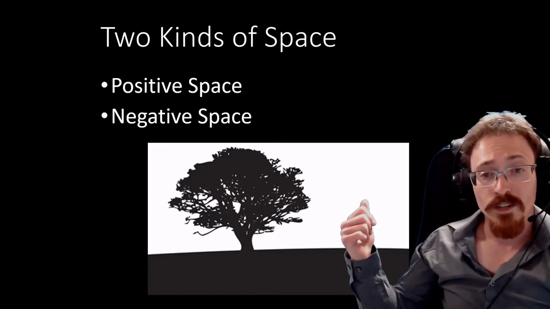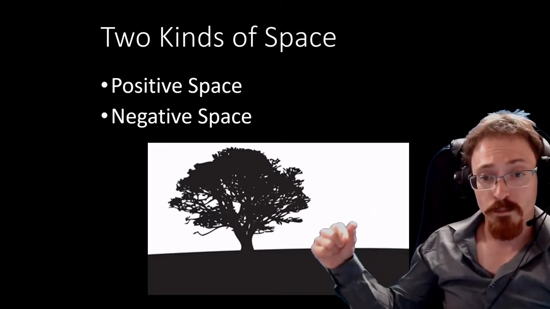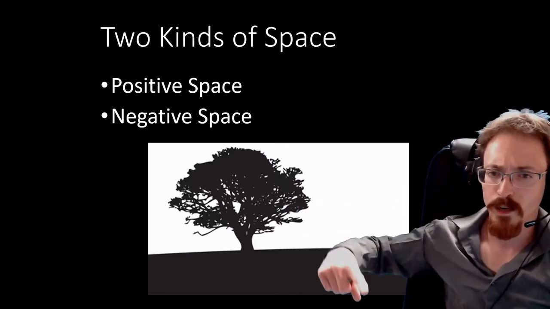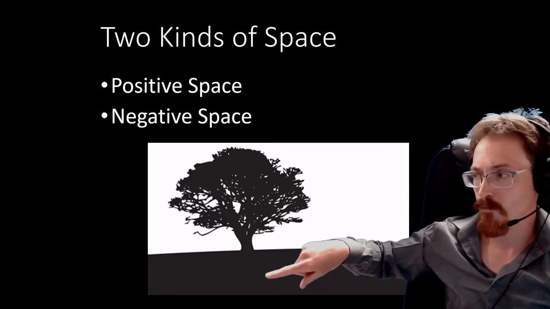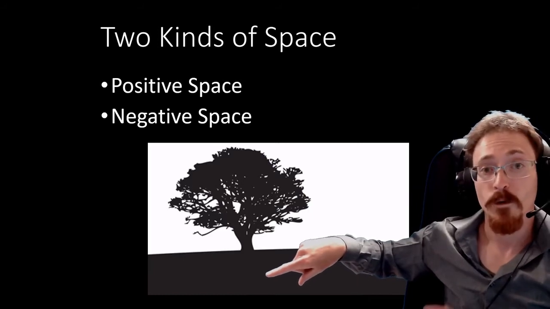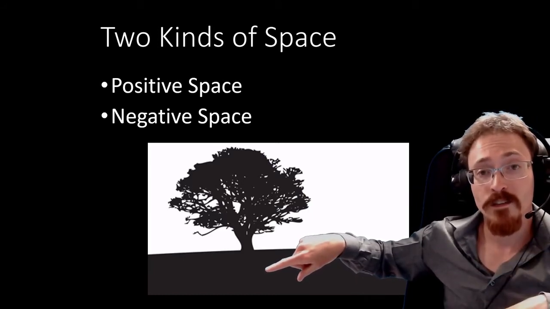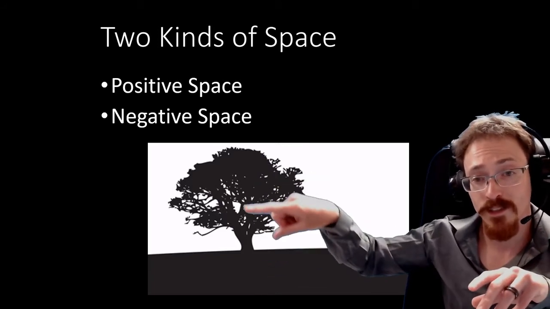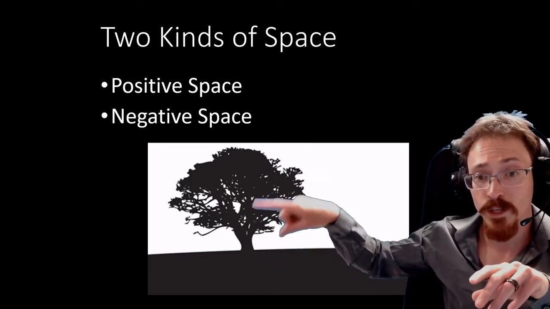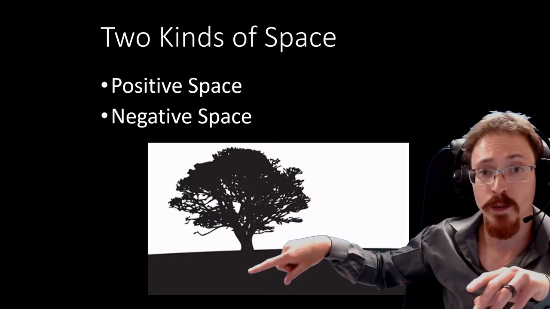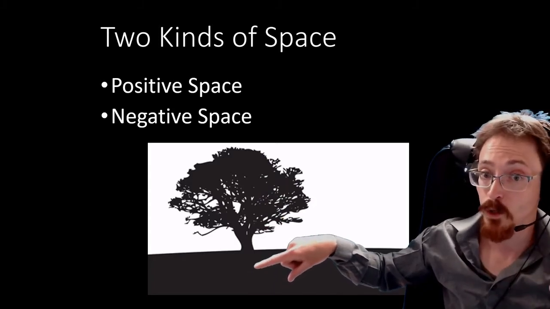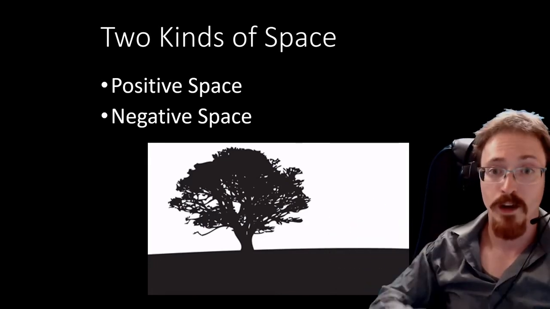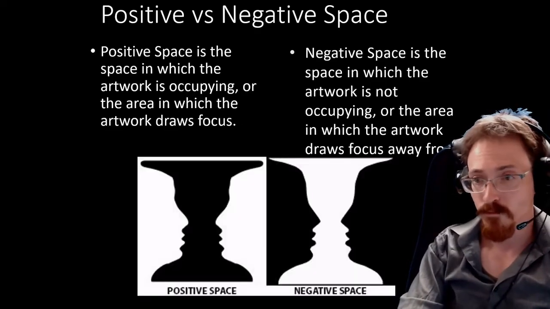Now, there are two different types of space. There is positive space and there is negative space. Actually, a negative space would be right here and the positive space would be right there. Positive space is the main focus point, so it's where you're looking. So the positive space in this artwork would be the tree and the ground, while the negative space, which is where your eye is not looking, would be the background or the white. That's positive and negative space.